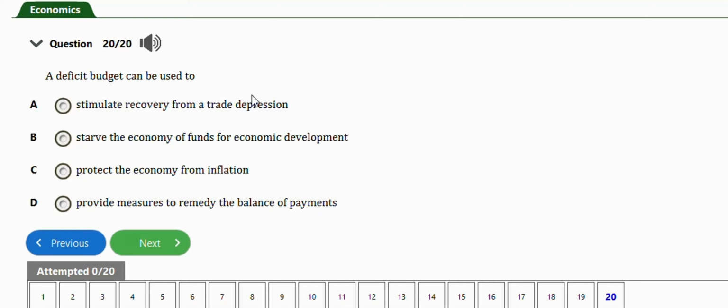The last question for this video is this one. It says, the deficit budget can be used to stimulate recovery from a trade depression, starve the economy of funds for economic development, protect the economy from inflation, remedy the balance of payment. Right answer is option A, to stimulate recovery from a trade depression.